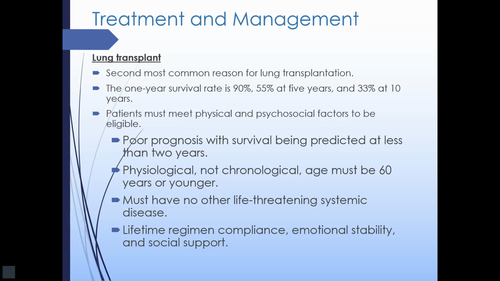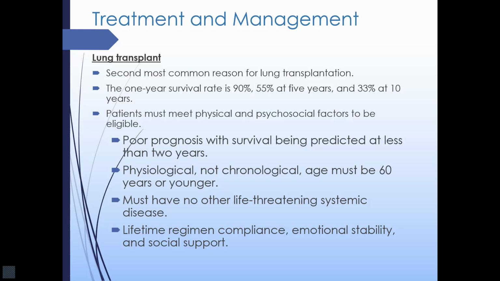Cystic fibrosis is the second most common reason for lung transplantation. The 1-year survival rate is 90%, the 5-year survival rate is 55%, and the 10-year survival rate is 33%. However, patients have to really meet specific criteria in order to get a lung transplant. They have to have a poor prognosis, with survival predicted at less than 2 years.